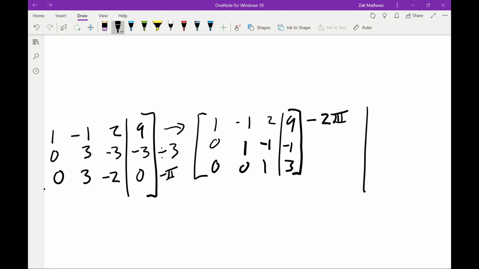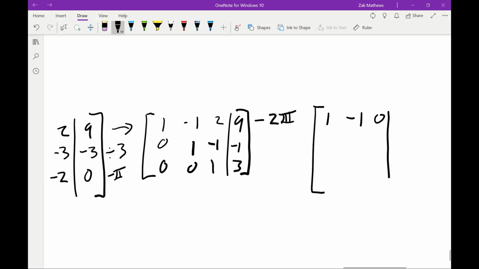So when we do this, we have 1 minus 2 times 0, which is 1. Negative 1 minus 2 times 0, which is negative 1. 2 minus 2 times 1 is 0, as we wanted. And then 9 minus 2 times 3, that would give us 3, because 9 minus 6 is 3.